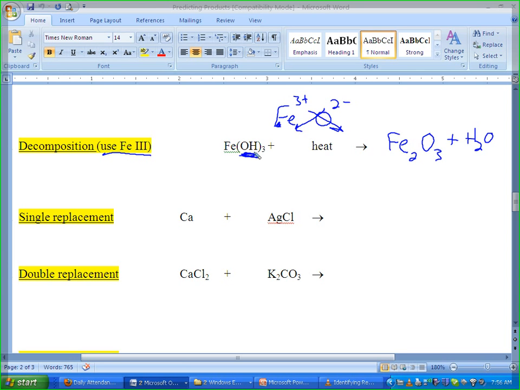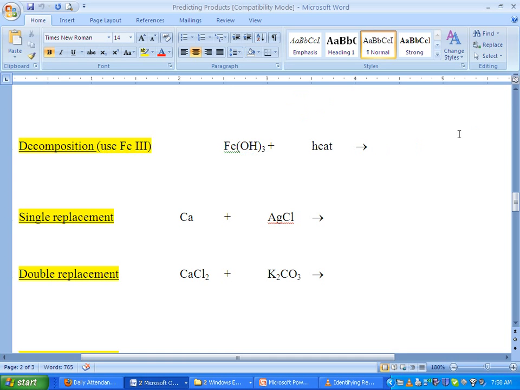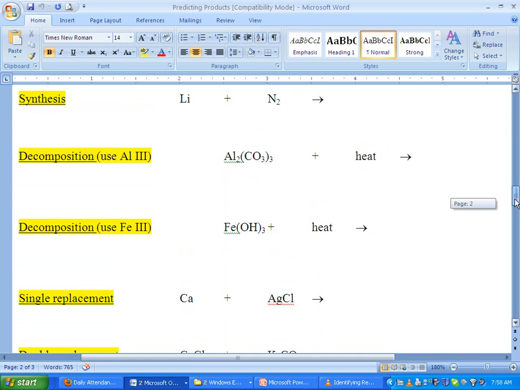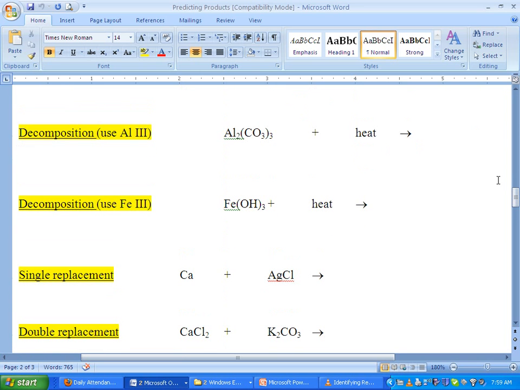Alright, let's take a look at the other one real quick, the other decomposition reaction. When we look at the other decomposition reaction, go back to the examples, because this is like one of the examples. What is the sentence that accompanies the example? Is there a little trick we need to know or anything like that?